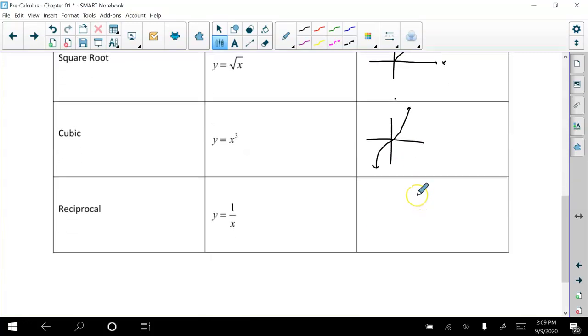Reciprocal function, if you remember back from Algebra 2 with the asymptotes, where keep in mind x cannot equal 0. And there's our graph. It's that hyperbola. So here's x equals 0. That's our asymptote, our vertical asymptote. And our asymptote y equals 0. It'll never cross those lines for y equals 1 over x.